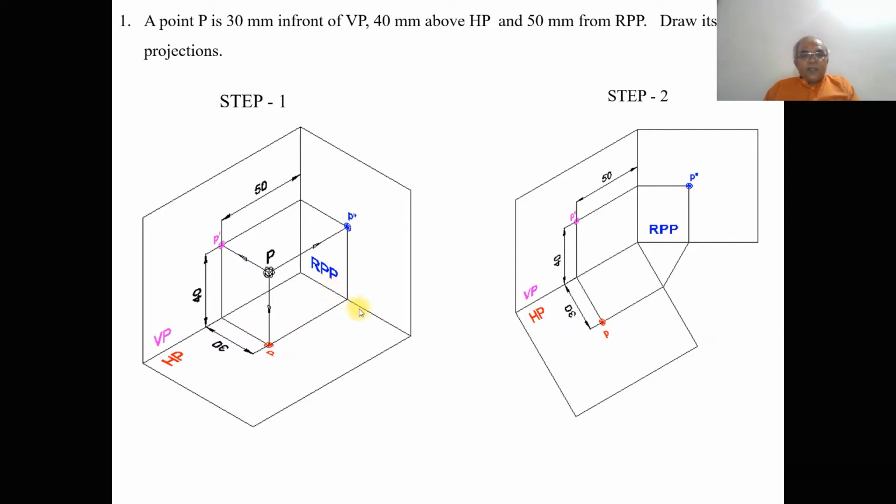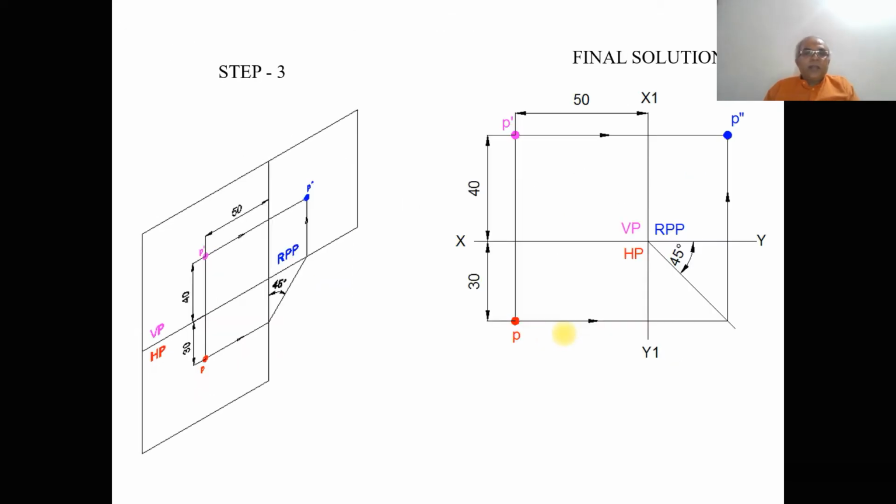Now when you cut it here, you rotate the horizontal plane down and rotate the right profile plane to the right side. This is the intermediate position, and this is how it looks in the second position: 50, 40 and 30. When it is rotated by 90 degrees, above HP is 40, and 30 mm in front of VP, which is the top view, comes below the XY line, and the profile view will get hit here.